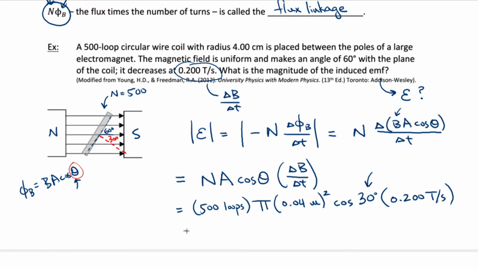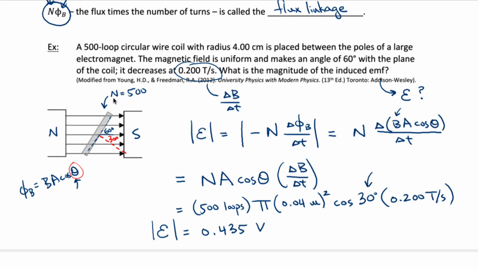Now multiply all of those together, and I get that the magnitude of the EMF is equal to 0.435 volts. So bringing that back to the problem, we've changed the magnetic field strength and seen that that generates an EMF on this coil of wire, and it's that EMF that then drives a current around the coil of wire because it's a conducting material.